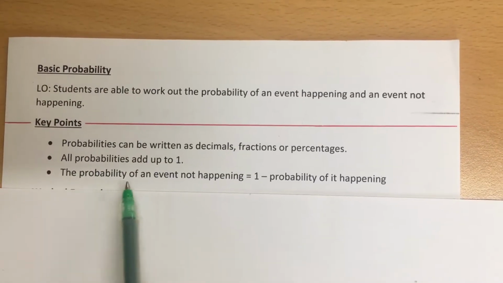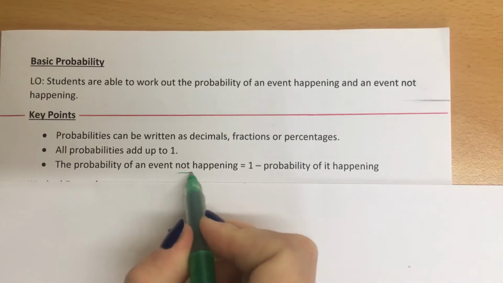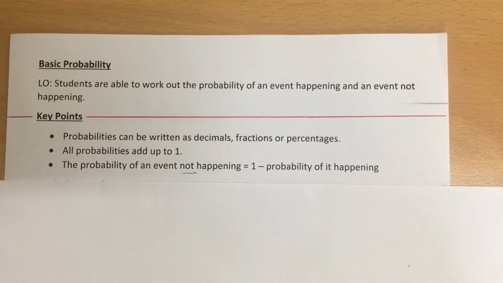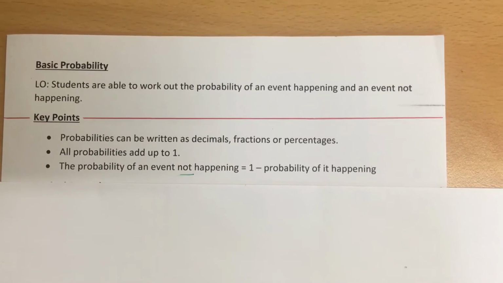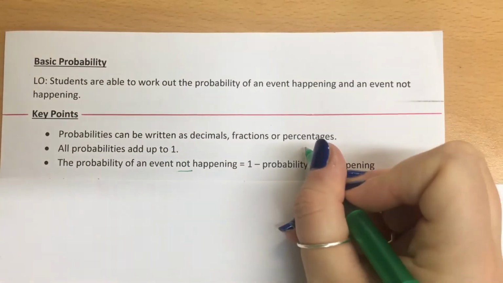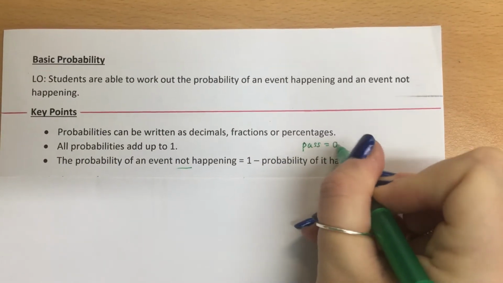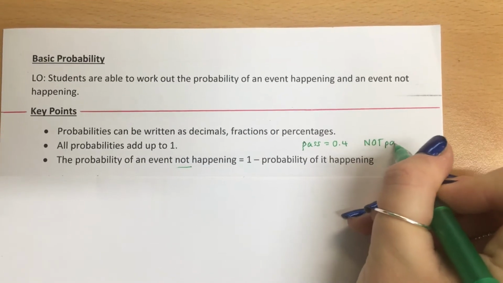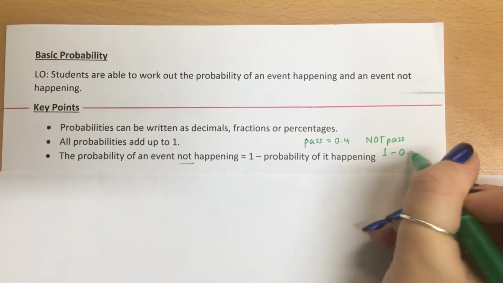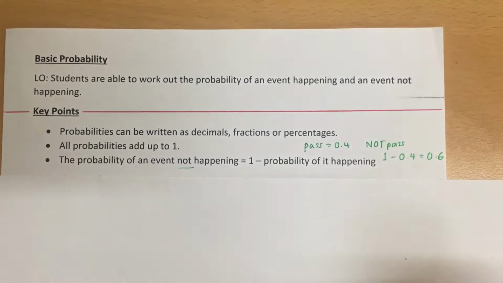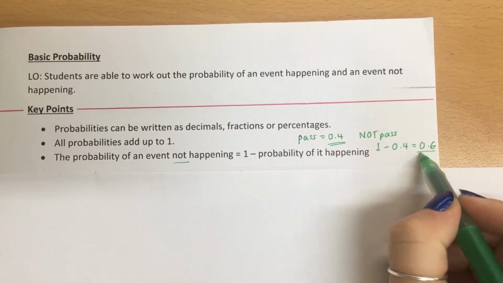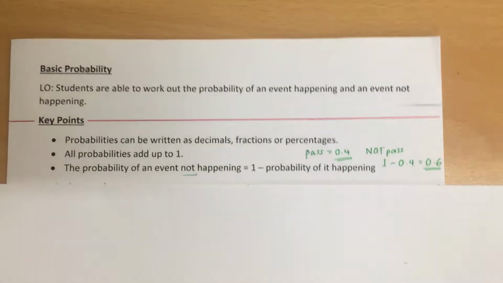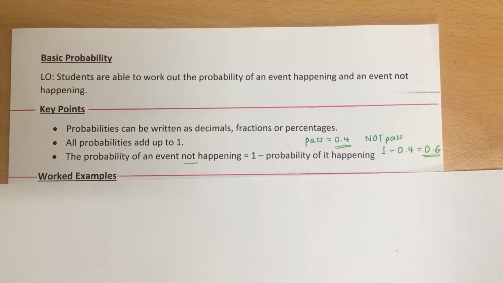Now, the probability of an event not happening would therefore be 1, take away the probability of it happening. So if I said that the probability of somebody passing a test was 0.4, then failing it, so not passing it, you would do 1 minus 0.4, which is 0.6. And you can see that these two things add up to make 1, okay? So you need to remember these very important things. So we're going to jump straight into some examples.